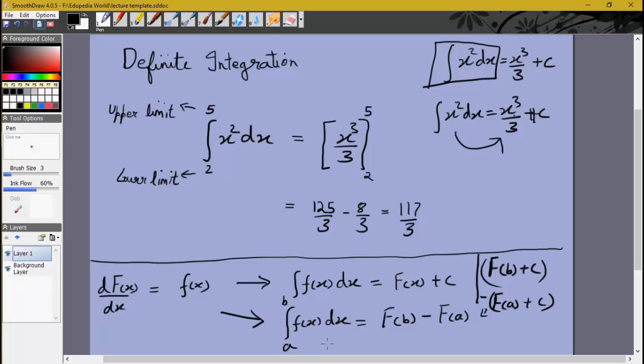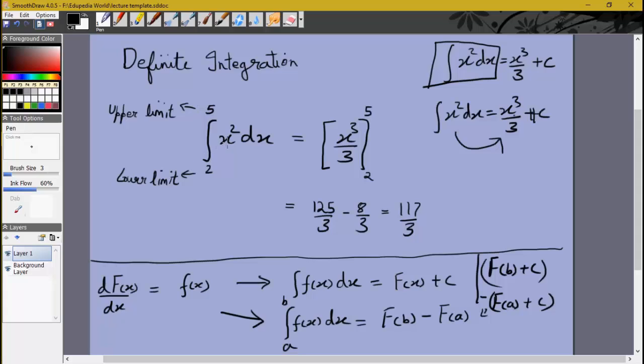So to repeat, the only difference between definite and indefinite integration is that for definite integration, you have an additional two numbers or two values called the lower and the upper limit, and the integral is defined as the difference between the value of the integrated function at these two.